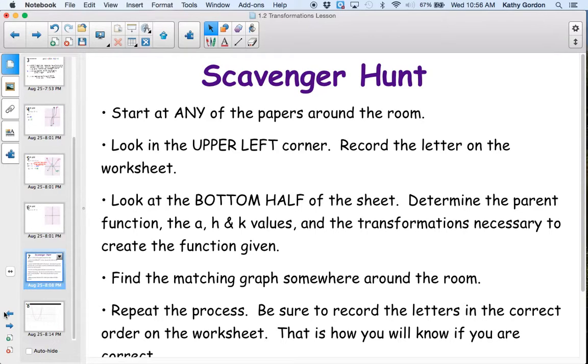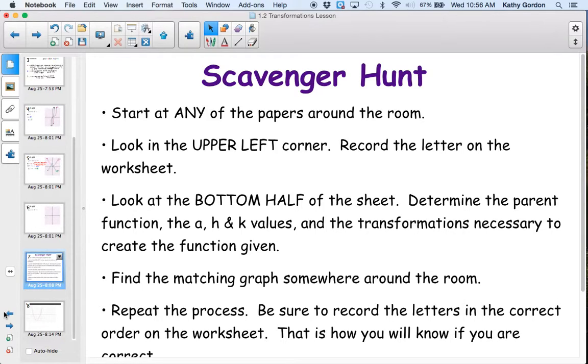Okay, and others of you may not be that familiar with it. So here's how a scavenger hunt works. You can see around the room, there are all of these papers up that have letters up in the upper left-hand corner. There's a graph in the top half, and there's a find the graph for some function on the bottom half. You are going to get recording worksheets that look like this.